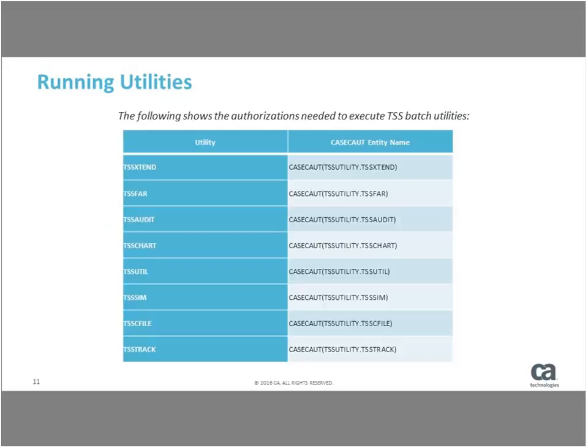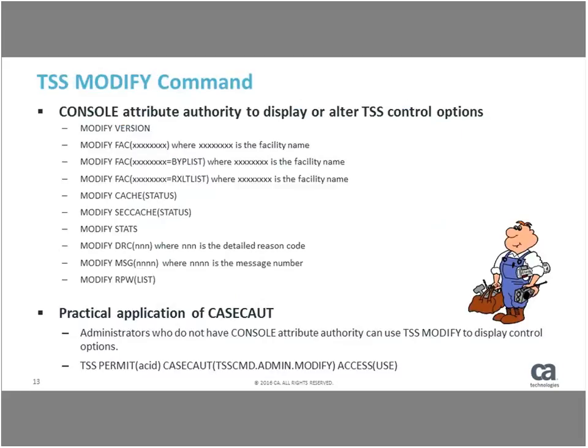You could just permit the CA. And here's a table list of utilities. We have 8 of them out there, and then the corresponding entity names that you would use that you permit the resource to those individual users that you want them to have authority to run these utilities.